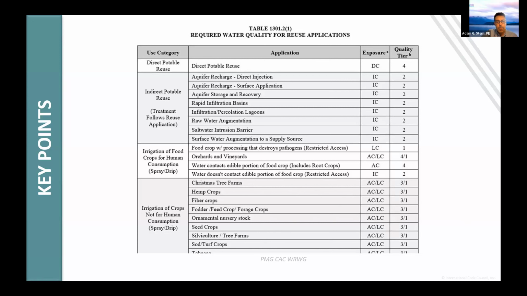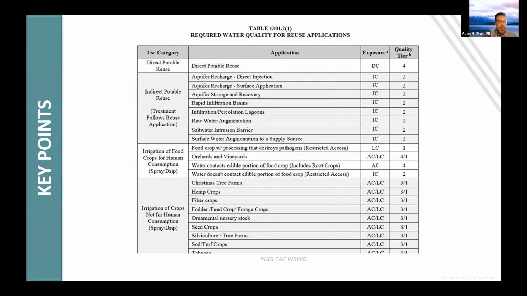Well, if it's intended, how does that get a lower tier? Well, the key word there is indirect. So this is indirect public consumption. This is where we've got that environmental buffer between the water to be used, the wastewater, and the water treatment for potable consumption. So this may be if we're recharging an aquifer or if we're discharging to a river upstream of a treatment system intake.